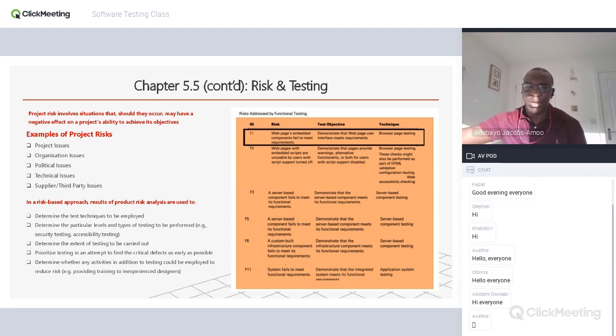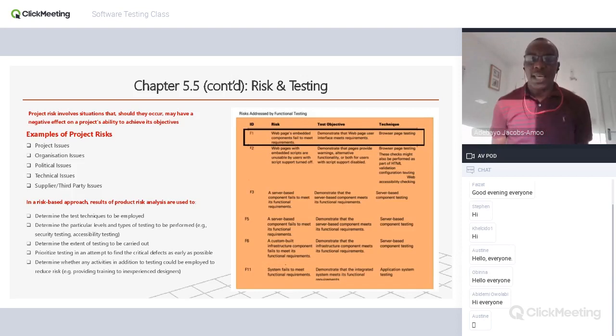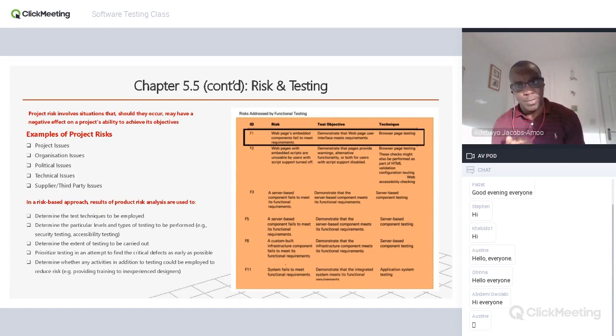That section of the project team is not available. We don't have budget. We don't have the business analyst. There's no requirement document. Those are project risks for project issues. Organization. We don't have staff that have the skill set. I work as a contractor. Most of my clients engage me because they don't have staff that have my skill set. And that's why they pay me so much. That's why they pay us testers so much.